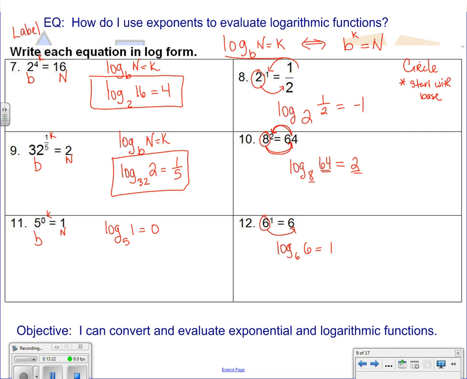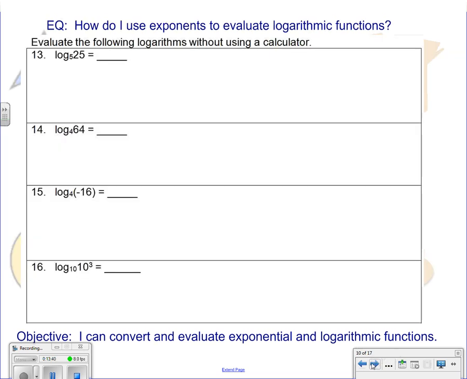Now we spent time converting our exponentials to logs and our logs to exponential. We still haven't answered our essential question, which is how do I use the exponents to evaluate the log functions? So now that we know how to convert back and forth, let's actually use that information. So our first ones we're doing, we need to evaluate these logs without using the calculator.